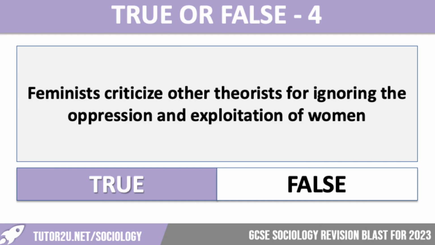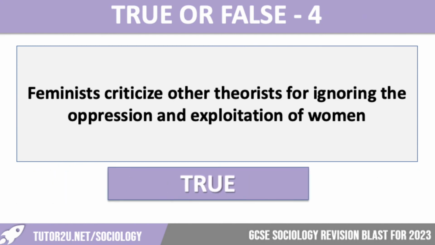4. Feminists criticise other theorists for ignoring the oppression and the exploitation of women. Is this true or false? Let's have a look. Yeah, so it is. So feminists do criticise other theories such as functionalism and Marxism for ignoring oppression and exploitation of women and focusing heavily on other things. So obviously when functionalism is talking about how positive the family is, it is ignoring the fact that the family unit does oppress women and women do not get as much out of the family as men, or so feminists will argue.